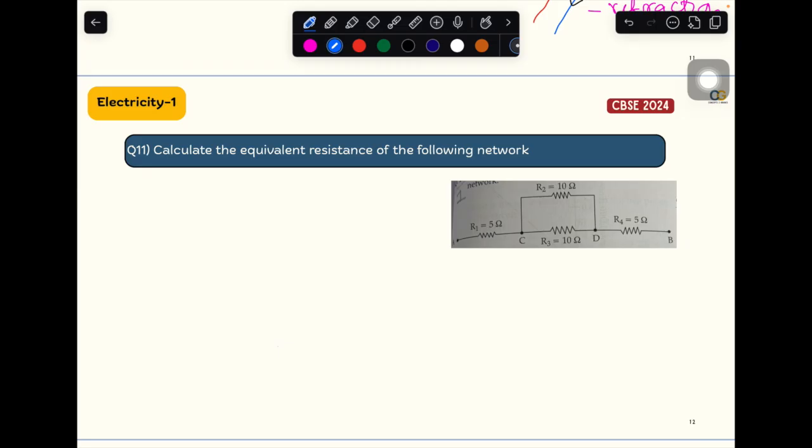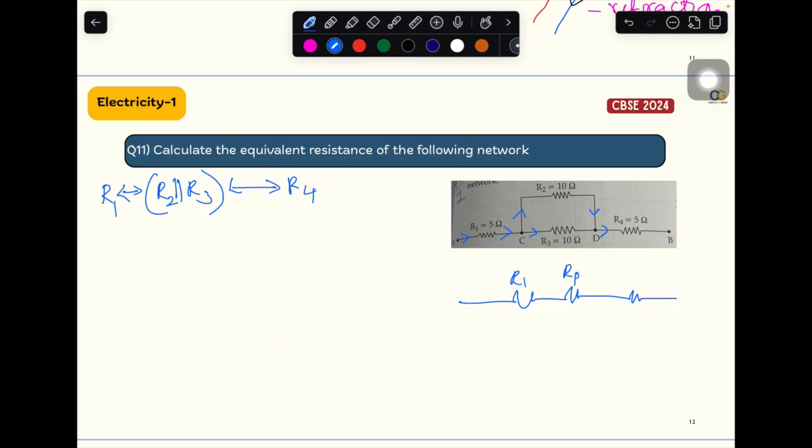Start with current. So current goes like this. It gets divided here. So that shows that R2 and R3 are in parallel with each other. Now this current again merges back to R4. So it will be R1 in series with R2, R3 in parallel, in series again with R4. So first we'll make this R2, R3 parallel as one resistor, so that you have something like this, where you have R1 and you have the parallel resistor here and you have R4, and then we'll add all of the 4 to get the equivalent resistor.